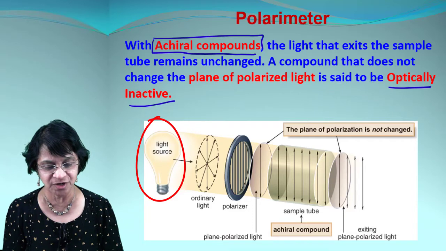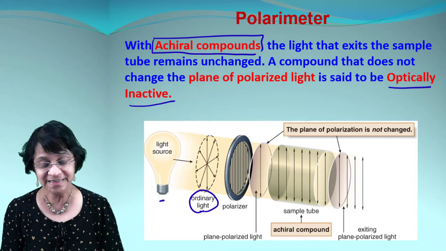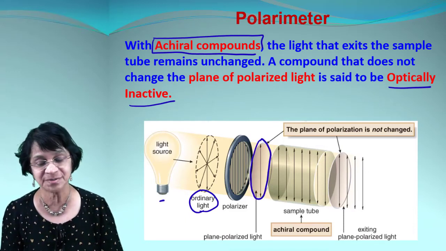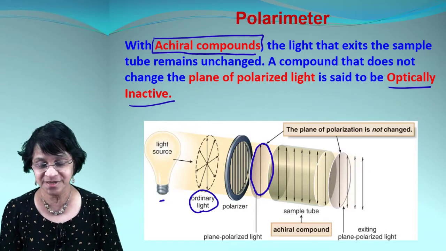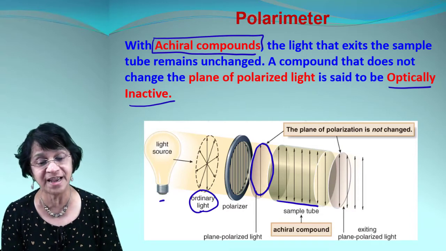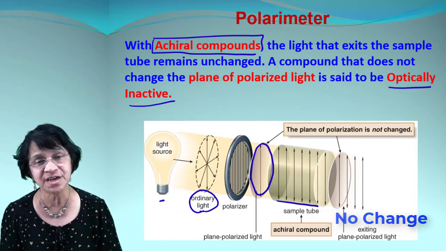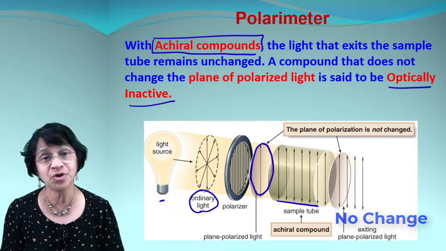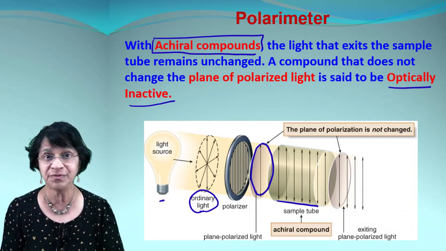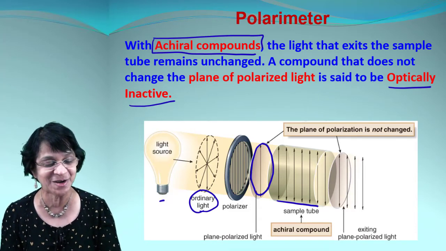That's the light source over here. This is the light which is oscillating in all directions. That's the polarizer, and this is the plane polarized light. If the sample tube contains a sample of our achiral compound, what happens to the plane? Nothing. There is no change. So that tells you whether you got your compound or not. If you put your compound and there is no deflection, no change in plane polarized light, you did not get that chiral compound properly.